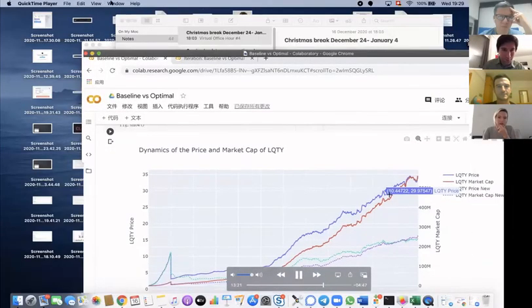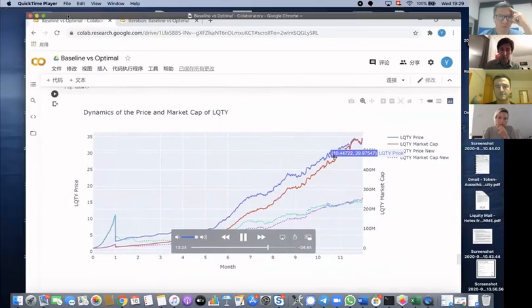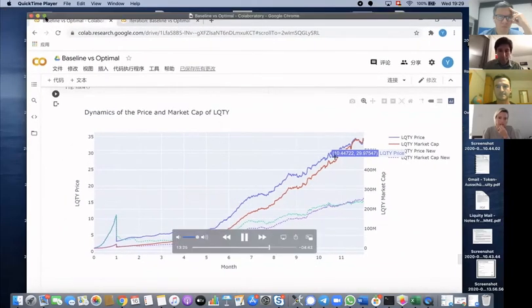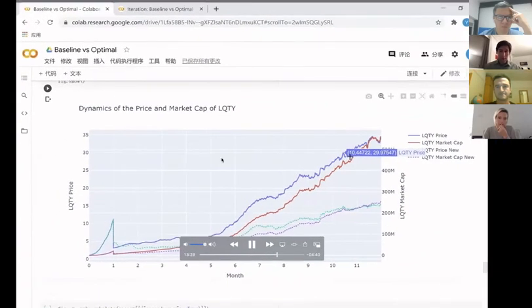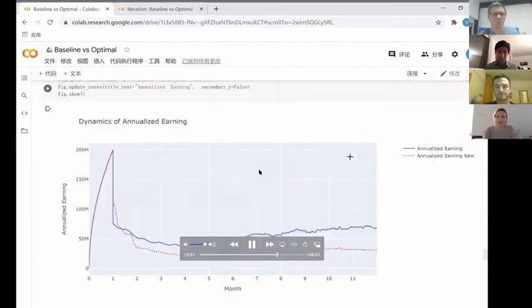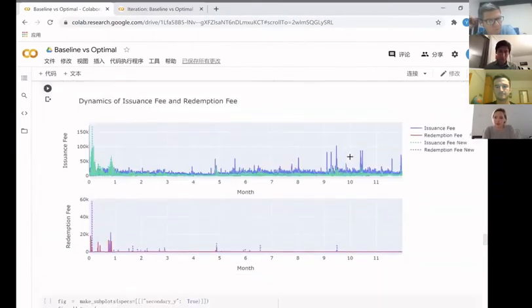supported by its earnings, its revenue, and its earnings consist of the issuance fee and redemption fee. Let's see the issuance fee and redemption fee comparisons. The blue line represents the issuance fee in the baseline, and the green line represents the issuance fee in the new approach. In the alternative approach, it's much lower because the fee is around 50 basis points most of the time, and in the baseline it's around 100 basis points. So of course it's double the return.